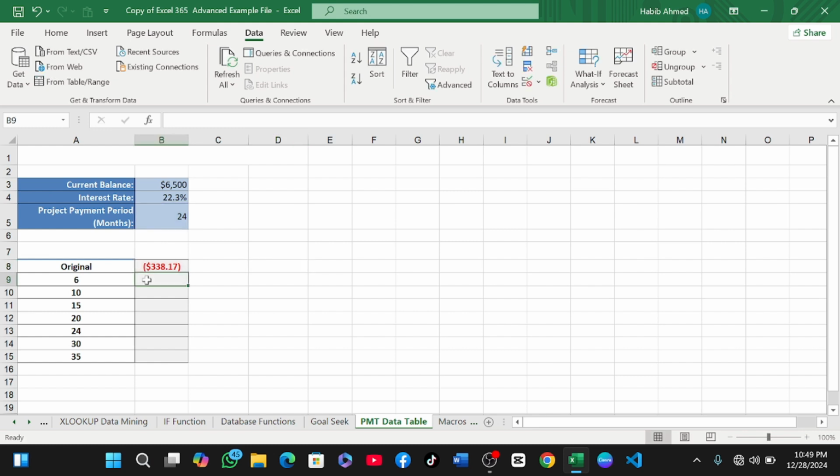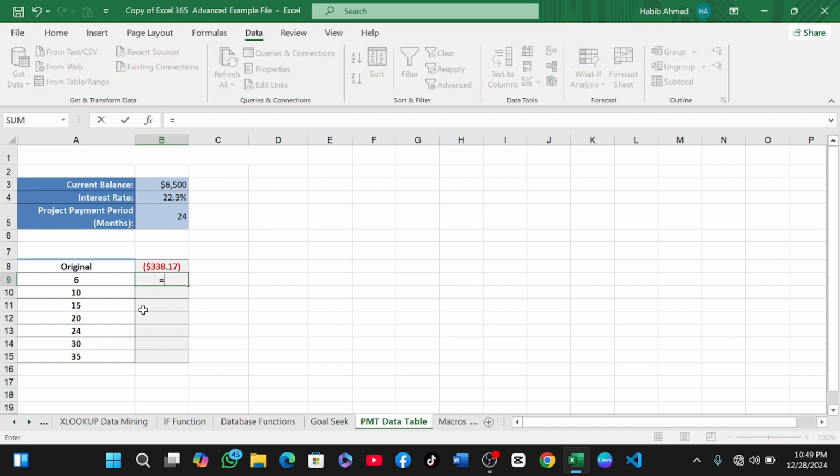So what if you want to pay for a period of 6 months? What will you do? What if you want to pay for a period of 10 months, 15 months, 20 months, 30, 35, and not 24? You can do it manually, and you can do it through Excel. It has made it easier for us.